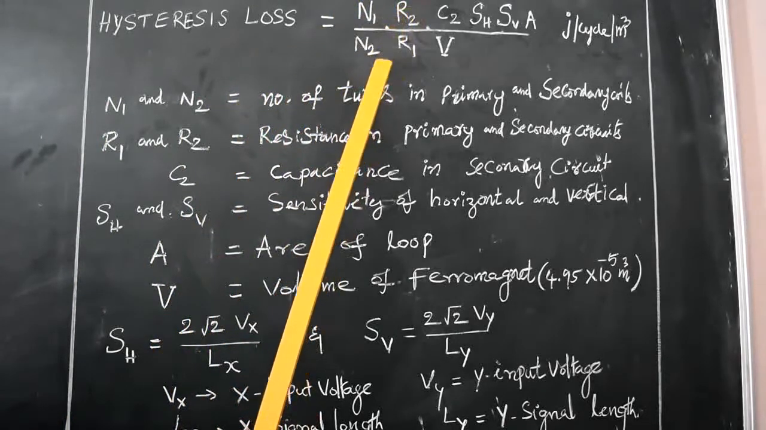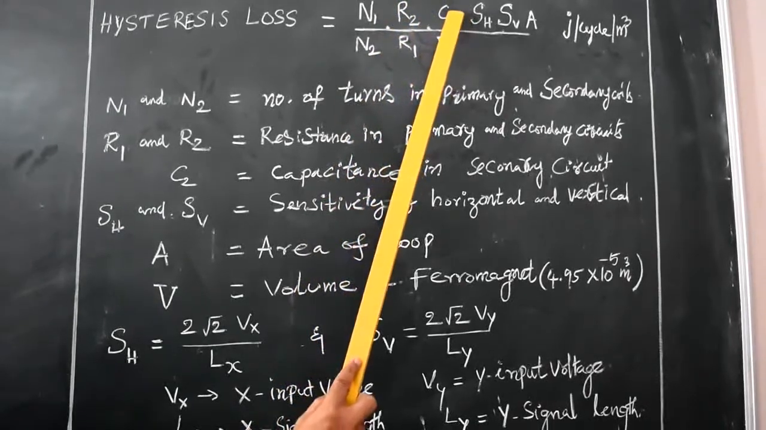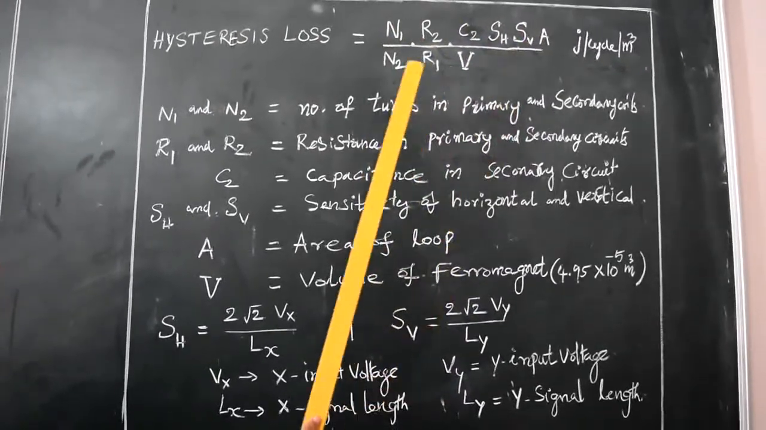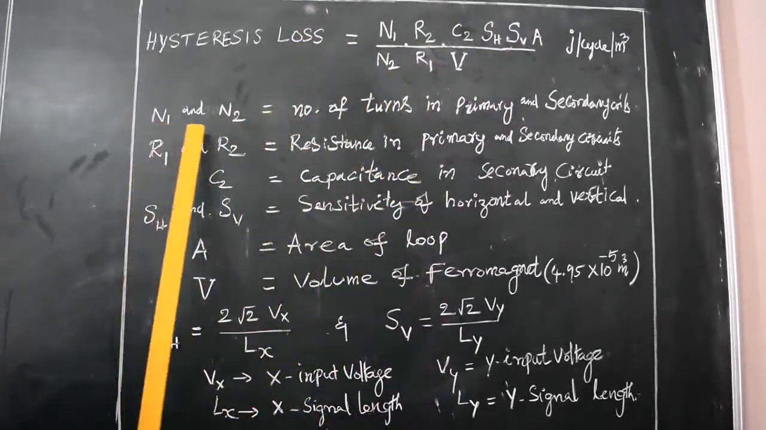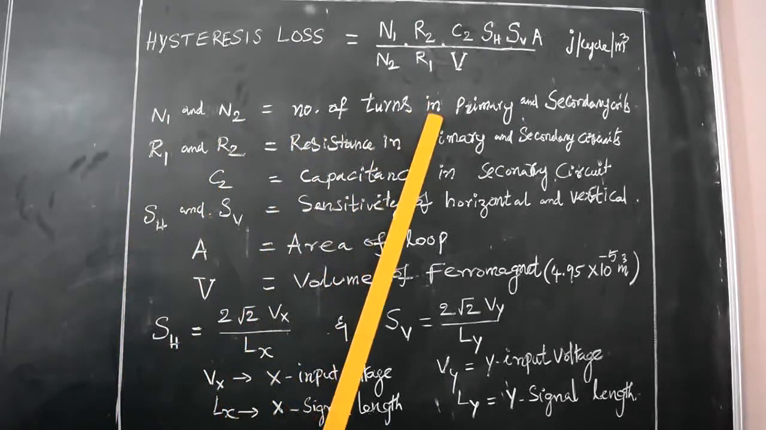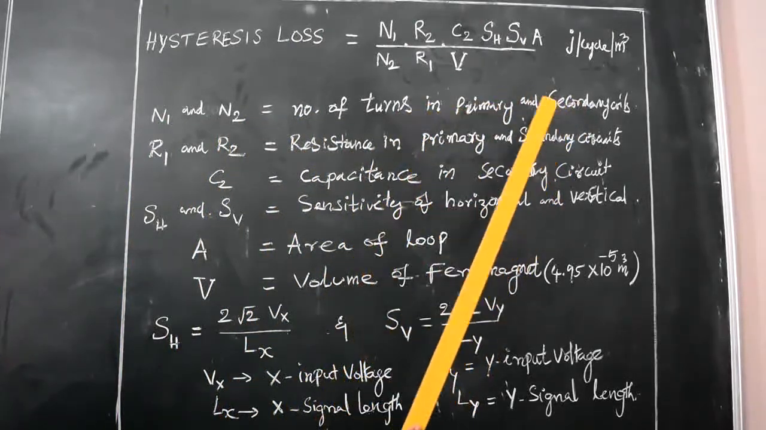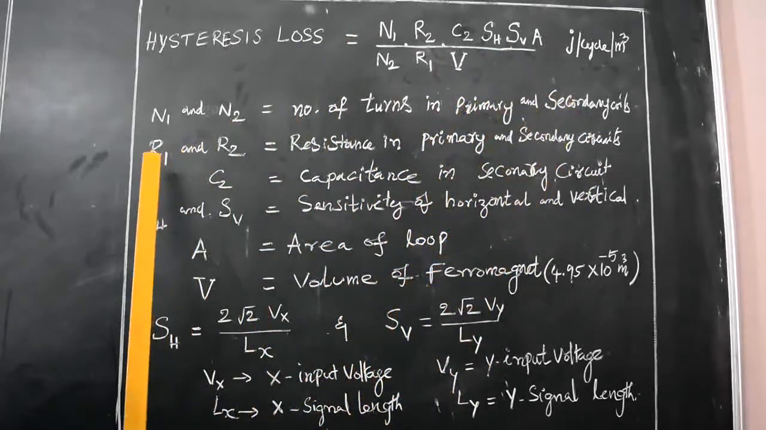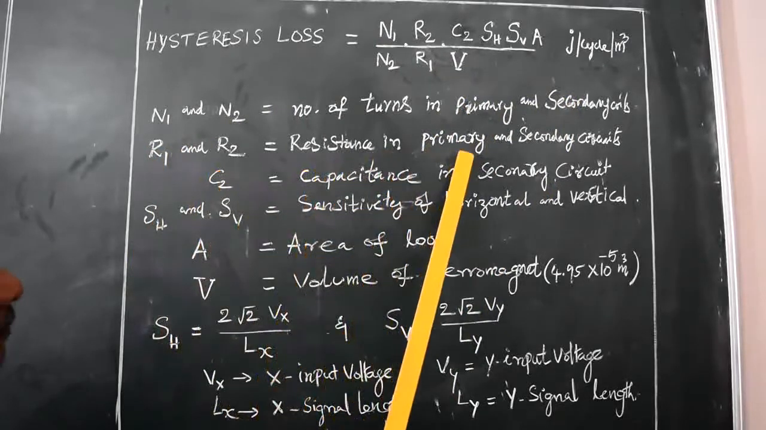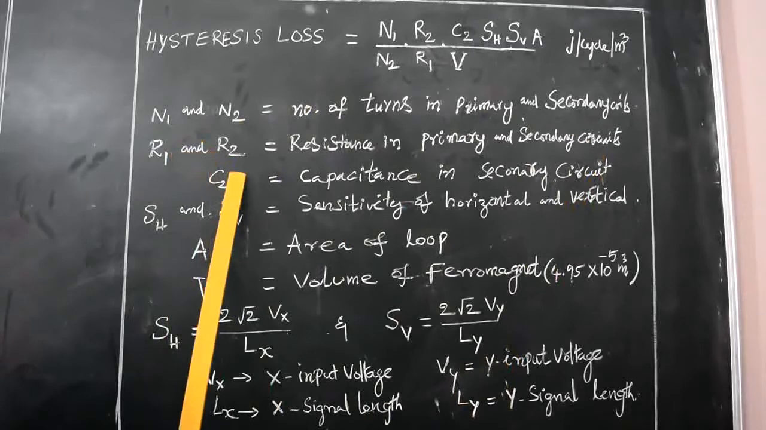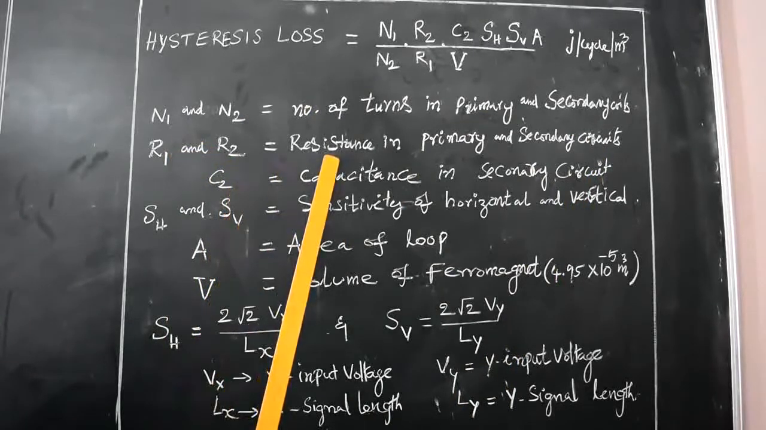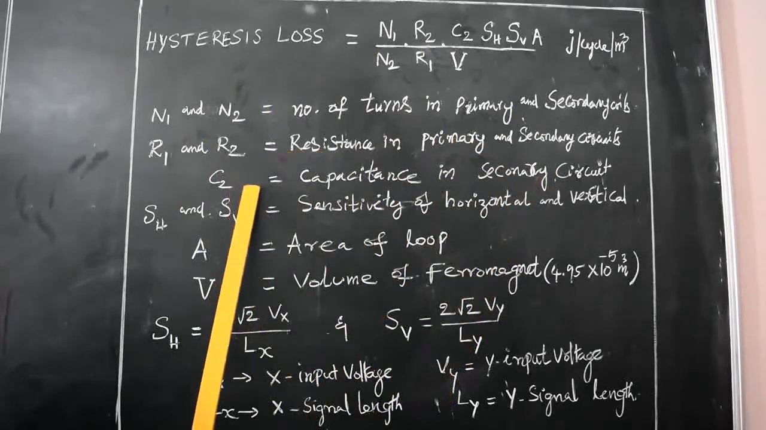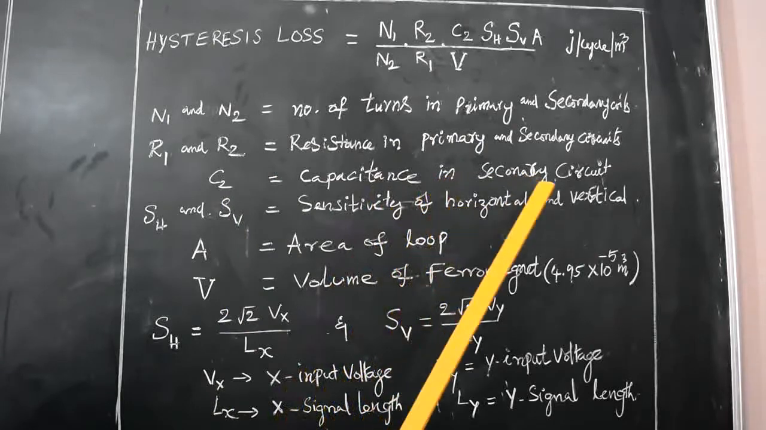N1 by N2, R2 by R1, C2 by V, SH, SV, A. What are these representing? Let us see. N1 and N2 are the number of turns in the primary and secondary coils. These are represented on the coil board. We will see what the values on the coil board are. R1 and R2 are the resistances in the primary and secondary circuits. These R1 and R2 values can also be noted from the board. C2 is the capacitance in the secondary circuit. This capacitance value is also noted on the board.